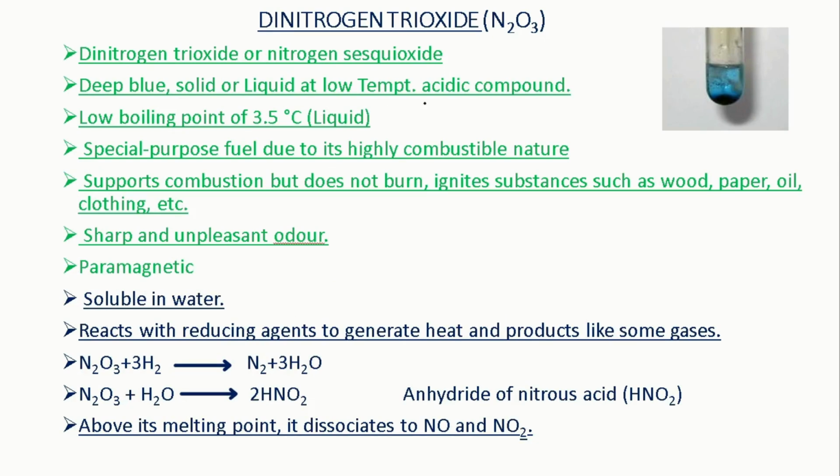The next one is dinitrogen trioxide. It is also called nitrogen sesquioxide. This is another name of this oxide of nitrogen, and it's deep blue, as you can see.